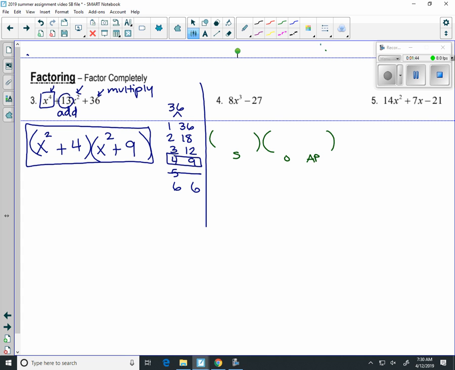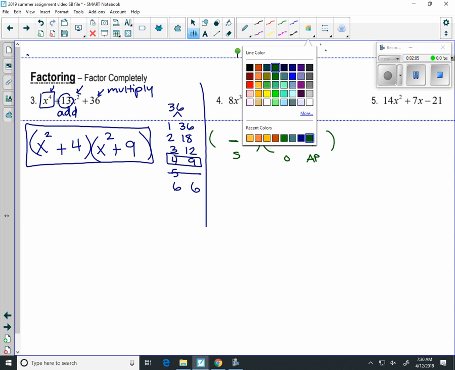So SOAP is same, opposite, always positive, and that's our signs here. So our sign is negative in between. So same, opposite, always positive. Those are going to be our signs. Now, the pattern that students tend to forget is the harder pattern to remember. It's for our numbers. Our pattern for our numbers looks like this.